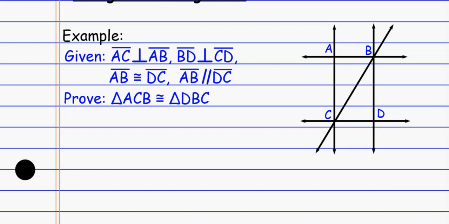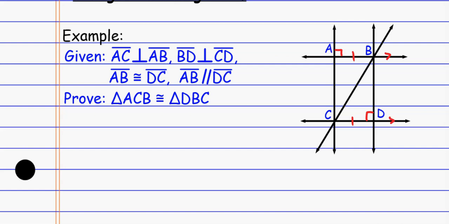All right, so the first thing I'm going to do is label all this stuff because it really helps to see this visually on the picture. So AC is perpendicular to AB. And you can do that by just putting a little box there to indicate that that's a right angle. BD is perpendicular to CD. So once again, I'm going to put a little box here. AB is congruent to DC. So these are congruent. And then AB is parallel to DC. So those are parallel. Okay?